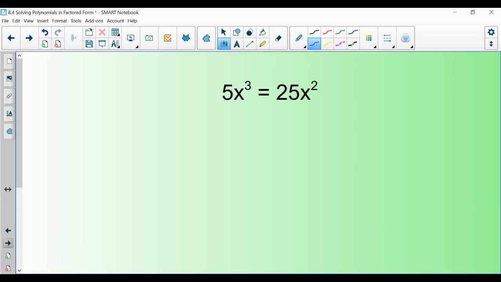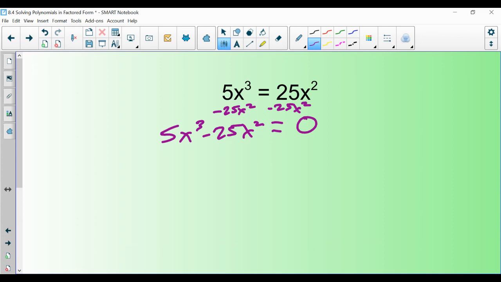Let's do one more like this before moving on to the new stuff, and we can practice some today. This one is not set equal to 0 on either side. In order for this whole process to work, one side has to be set equal to 0. So let's go ahead and move the 25x squared over by subtracting it on both sides. Then we would have 5x cubed minus 25x squared is equal to 0, and then we can start that process.